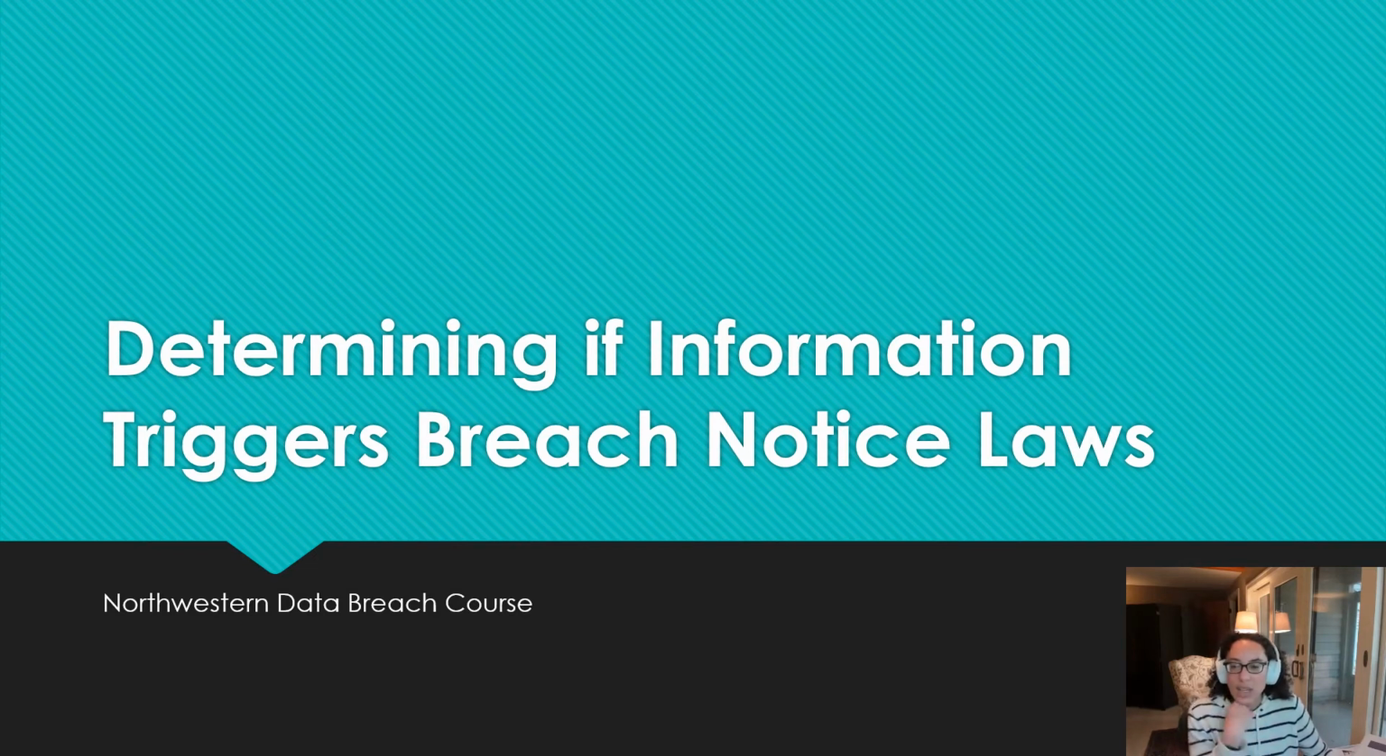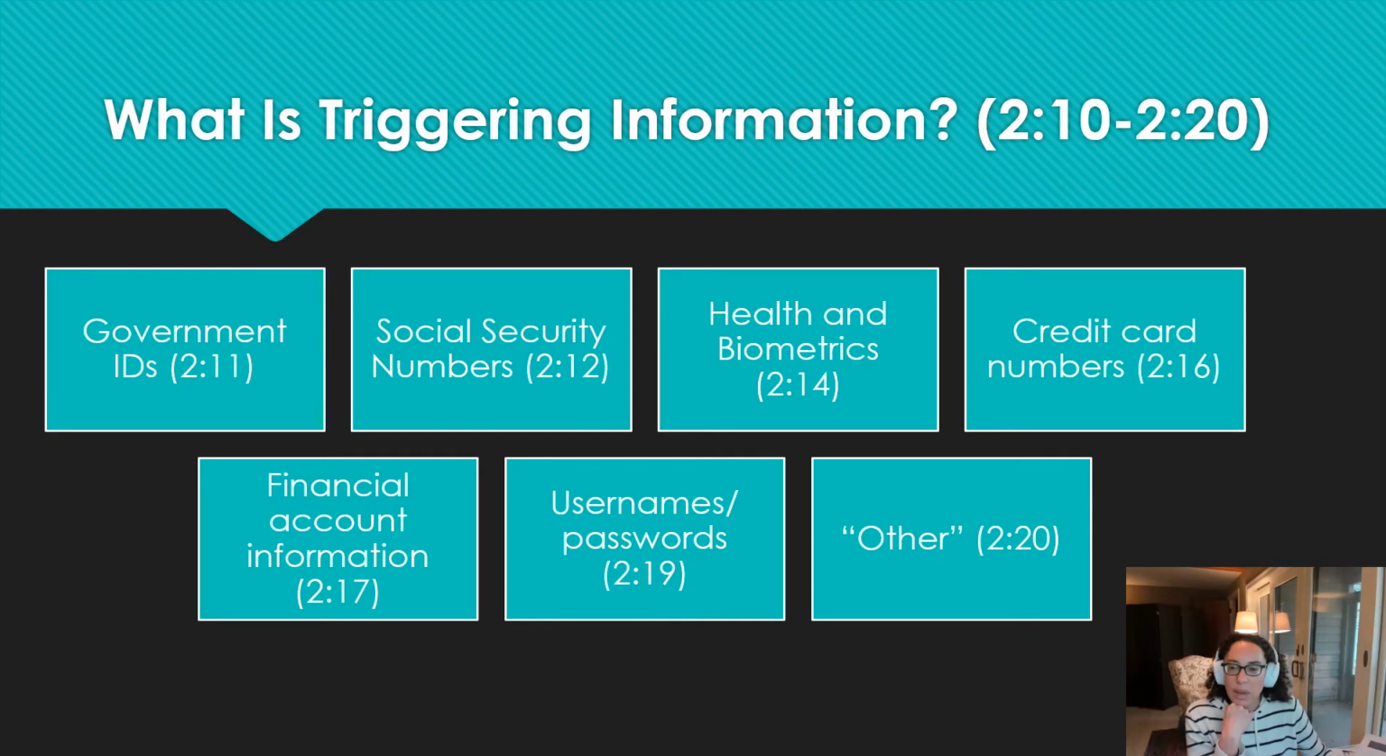So this session, we're thinking about some of the core concepts around data breach notification, starting with what is triggering information. This is in the text, chapters 210 to 220, and I've listed out here pretty much the headers of those chapters, but as you look at that, you'll notice the words government IDs, social security numbers, health and biometric information, credit card numbers, financial account information, usernames and passwords, and sort of an other bucket.